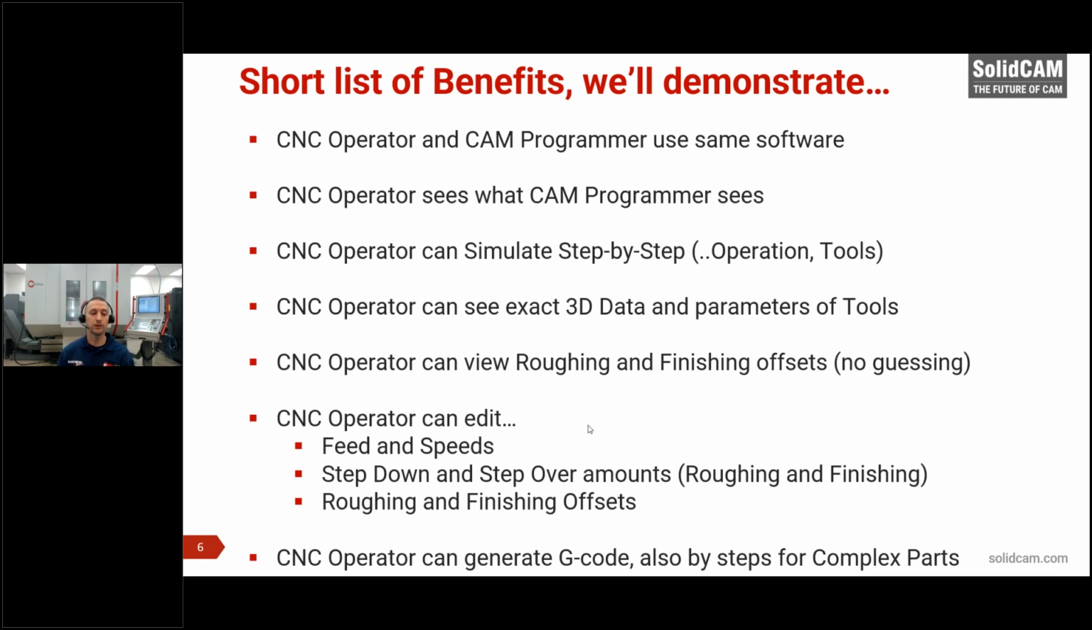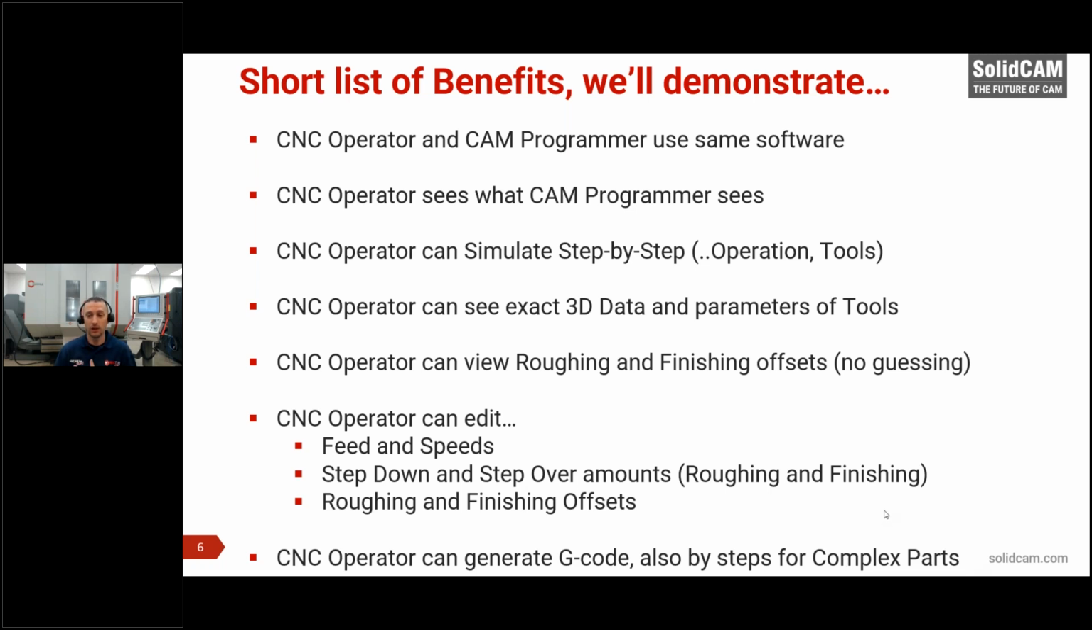The CNC operator also has the ability to edit feeds and speeds. We'll talk about some of the licensing options; these are things we can set up from the management of a machine shop if you want operators to do this. They can edit things like step downs and step overs, separately for roughing and finishing, which is really cool. You can also change your roughing and finishing offsets, so if you decide you need to leave a little more material for finishing, you can make those changes. And you can also generate G-code step by step for complex parts.